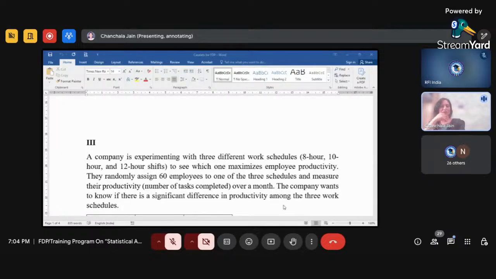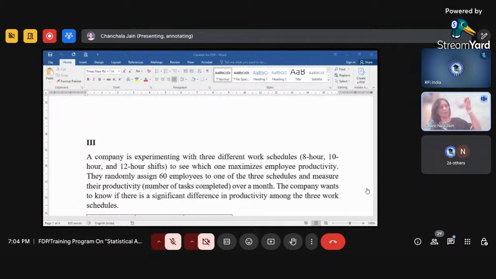It is a case of one-way ANOVA. I think I have to see the ANOVA recording again, ma'am. Yes, yes. The reason is that the problem says a company is experimenting with three different work schedules. So we have a work schedule with three categories. It is quite obvious it will not be an independent t-test, because the categorical variable has three labels. For each different work schedule, the company is assigning 60 employees, right?